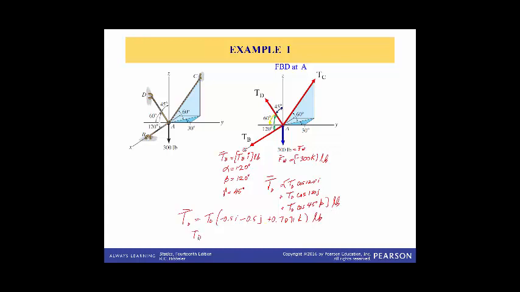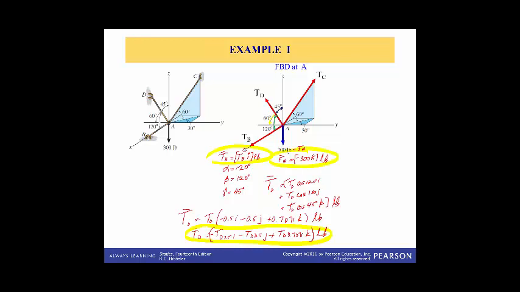So summarizing here, my vector TD would be -0.5i - 0.5j + 0.7071k pounds. Okay, so let me highlight. This is TD, this is TB, and this is the force.